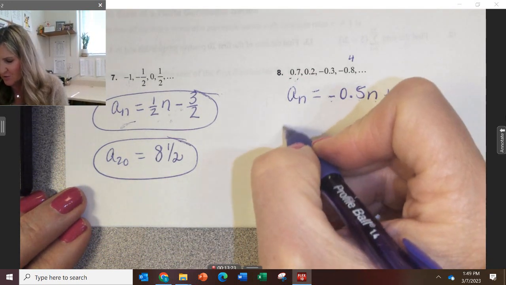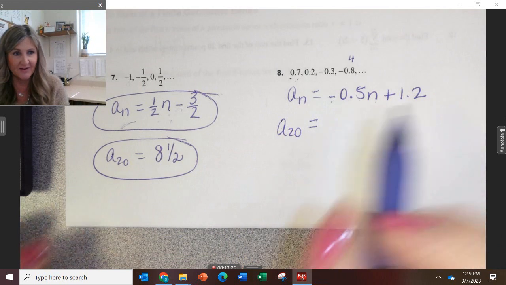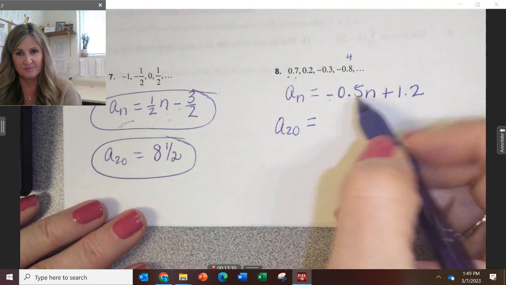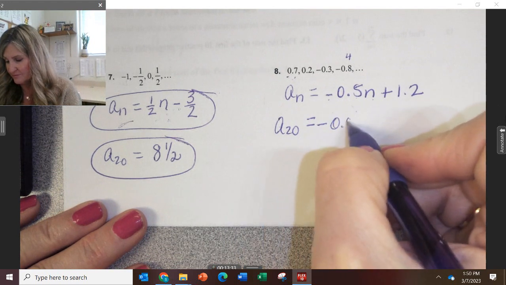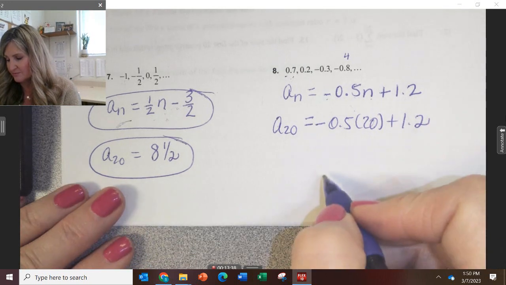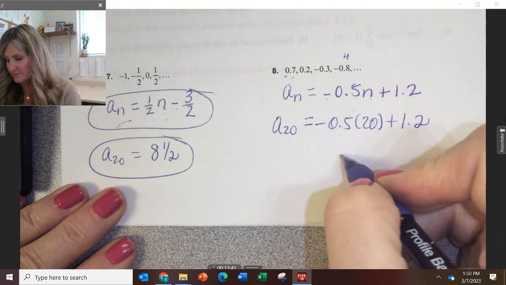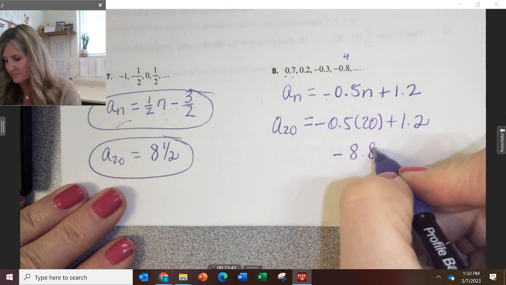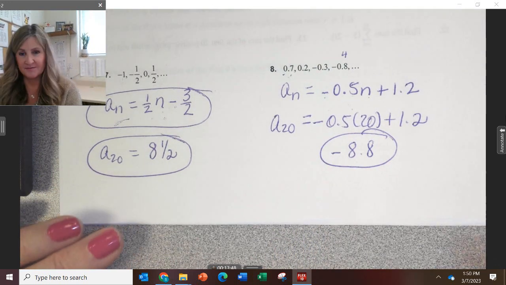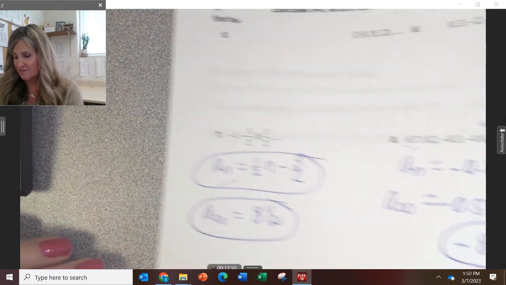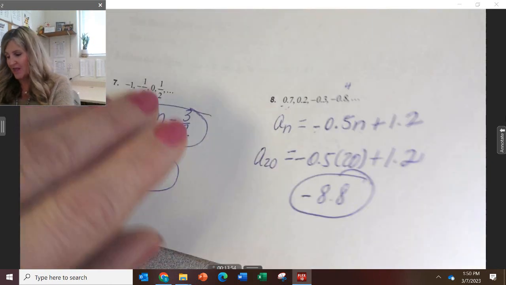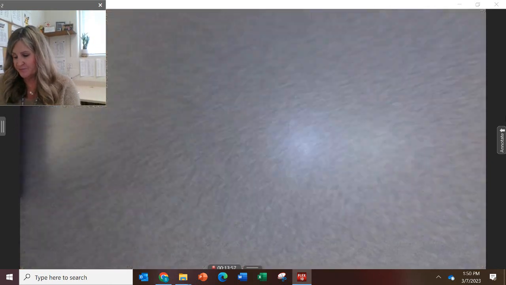And now we're going to find the 20th term. Go ahead and do that. Find the 20th term. Did you get it? -8.8? All right, very good. Questions? All right, let's go to the other side now.